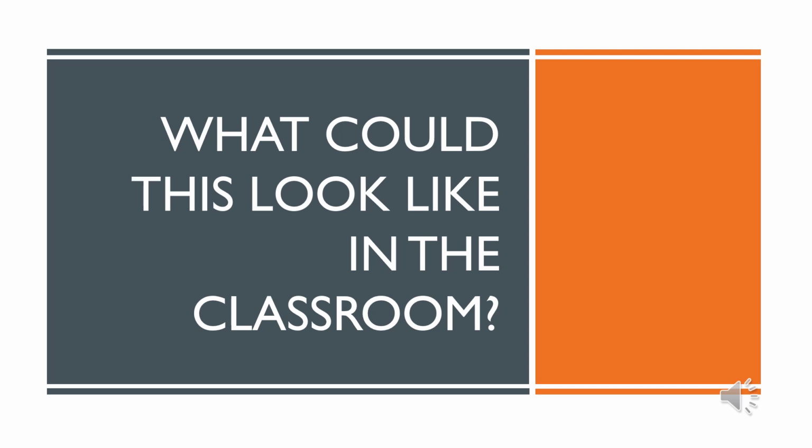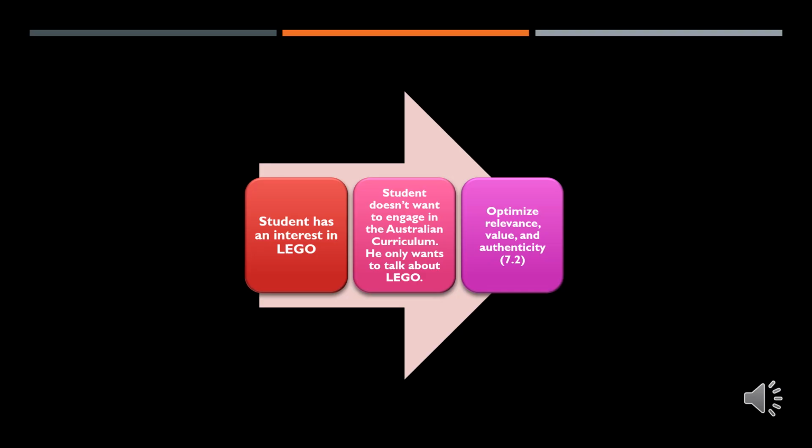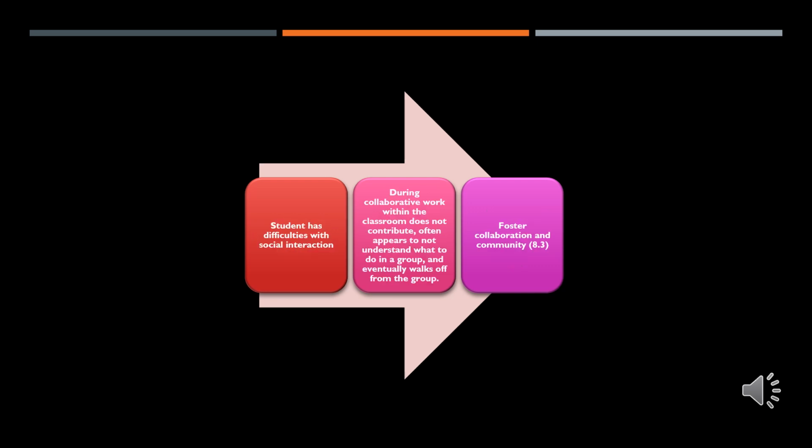So, what would this look like in the classroom? For our hypothetical student who has a restricted interest in LEGO, who doesn't want to engage with the Australian curriculum at school but only wants to talk about LEGO, we could look at the Universal Design for Learning framework checkpoints and identify that we could use checkpoint 7.2, optimize relevance, value, and authenticity for our students.